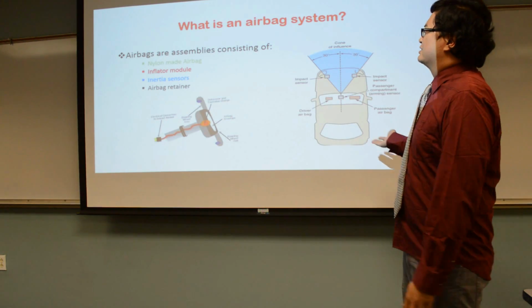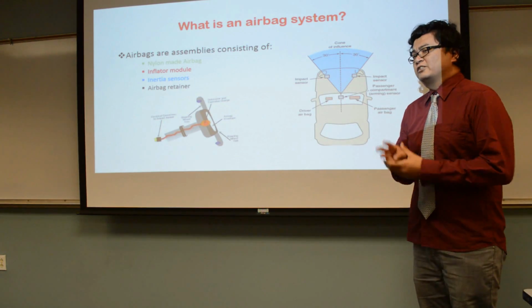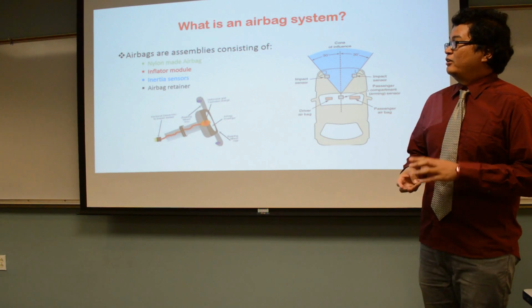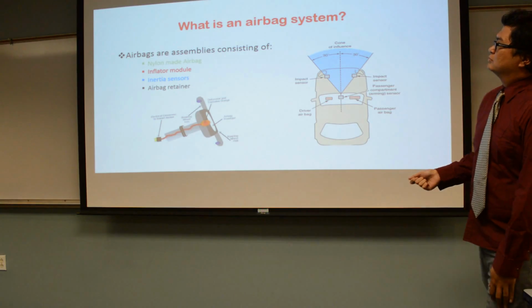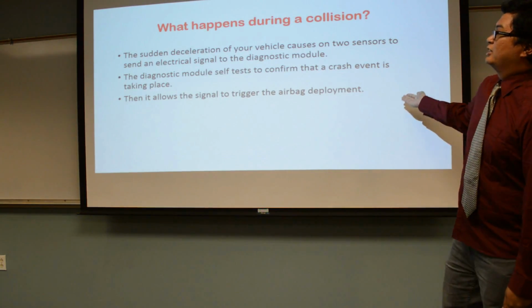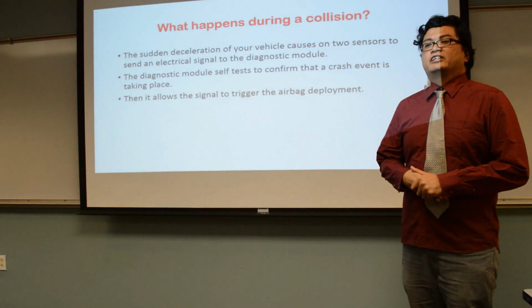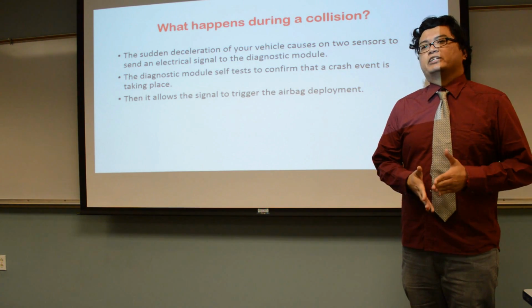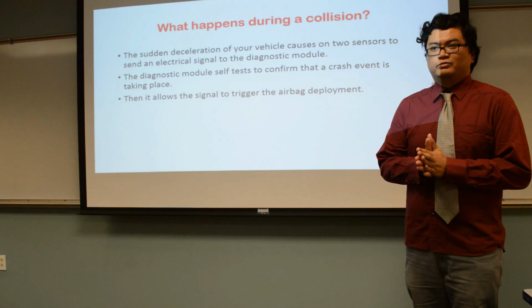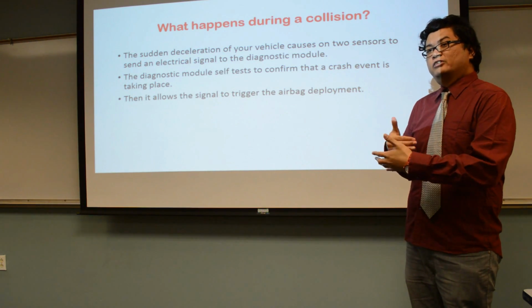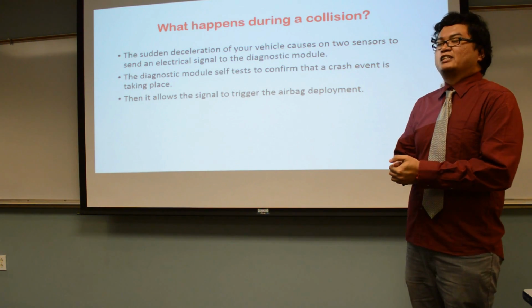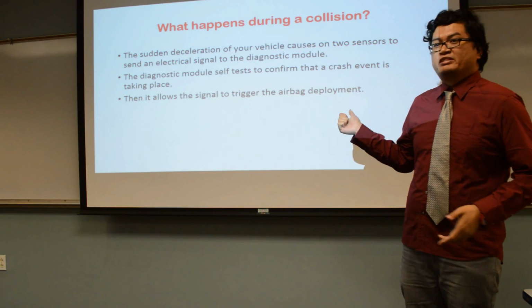So what is an airbag system? An airbag system consists of 3 parts: an inflator module, sensors, and a nylon airbag. So what happens during a collision? When the vehicle starts to decelerate, the sensor picks up the information and sends it to the diagnostic module. That tests the information to see if the vehicle really is going to collide, and if it does, sends that information to the airbag deployment system.